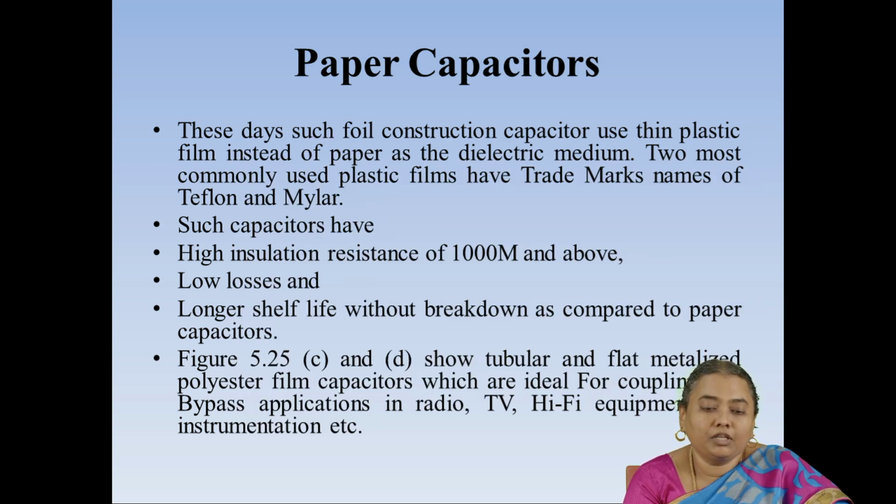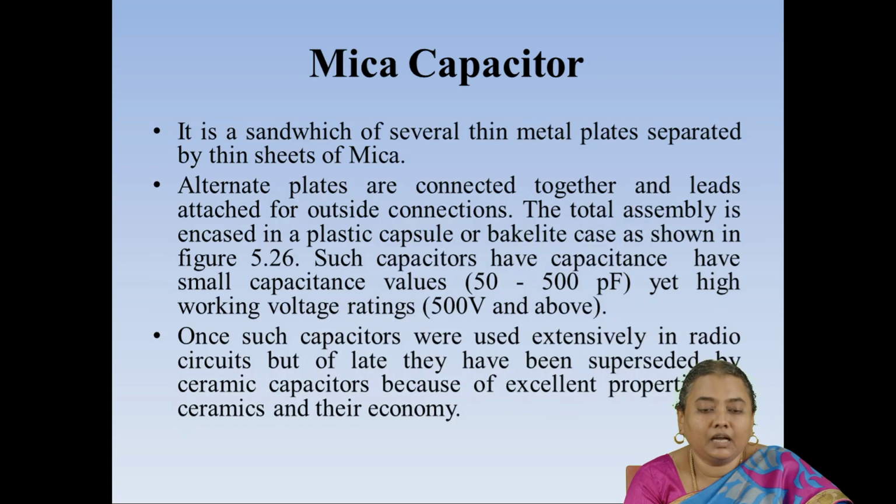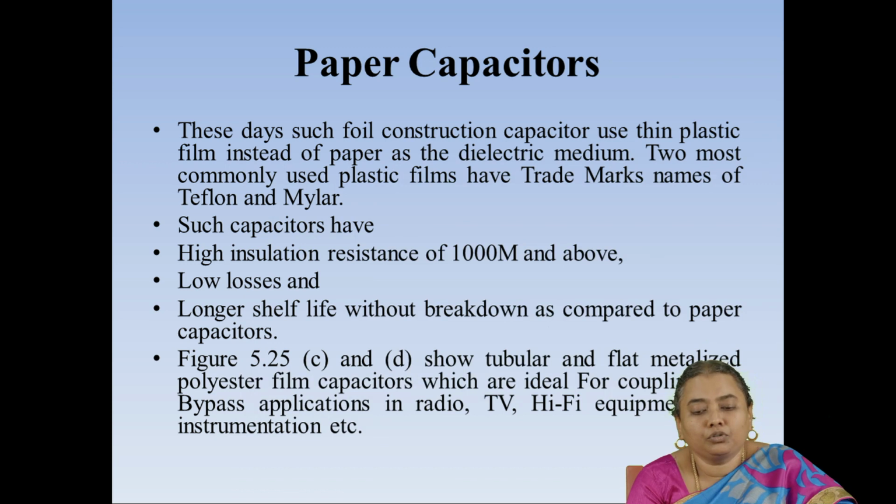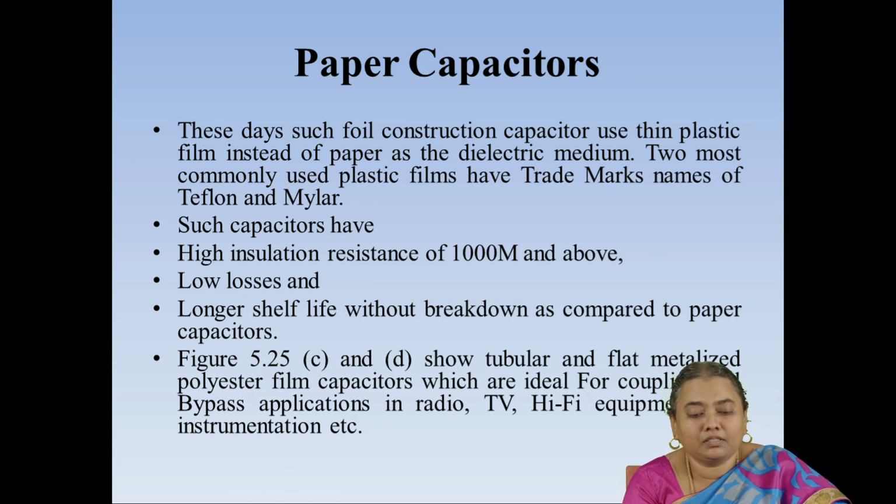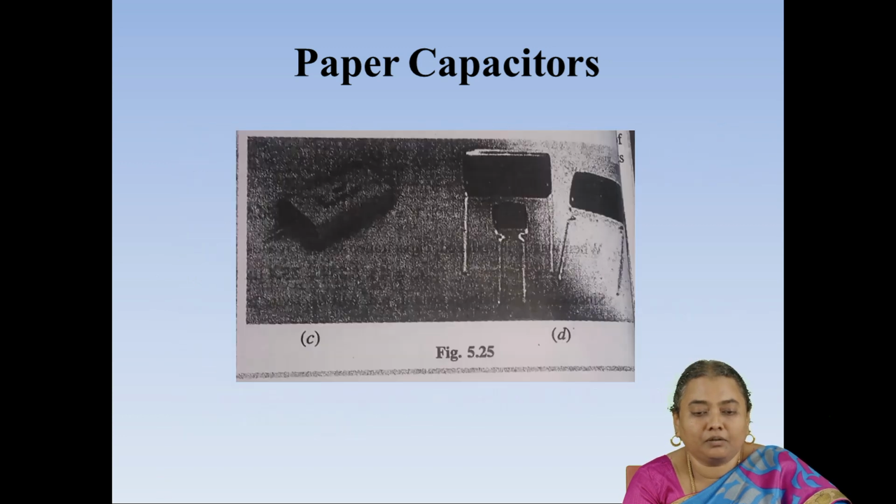Two most commonly used plastic films have trademark names of Teflon and Mylar. Such capacitors have high insulation resistance of 1000 megohm and above, low losses and longer shelf life without breakdown as compared to paper capacitors. The figures C and D show the tubular and flat metallized polyester film capacitors which are ideal for coupling and bypass application in radio, TV, hi-fi equipment and instrumentation, etc.